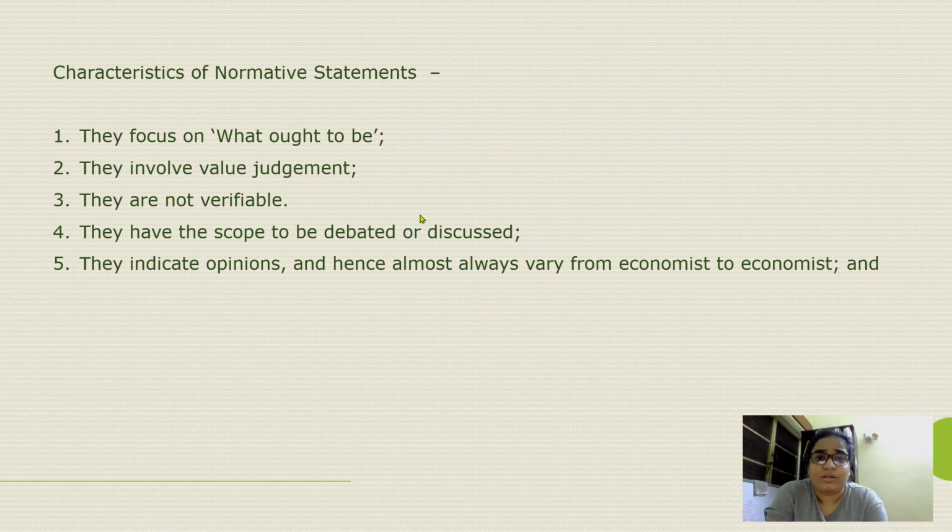So the characteristics of normative statements are as such. They focus on what ought to be, they involve value moral judgment, they are not usually verifiable, and there's a lot of scope for debate and discussion, right? Lot of scope, because again, opinion to opinion matters. What is right for me may not be right for you, not even close. We can discuss for days on end and still not reach a conclusion because opinions vary, right? And yeah, they vary from economist to economist, because they indicate opinions.